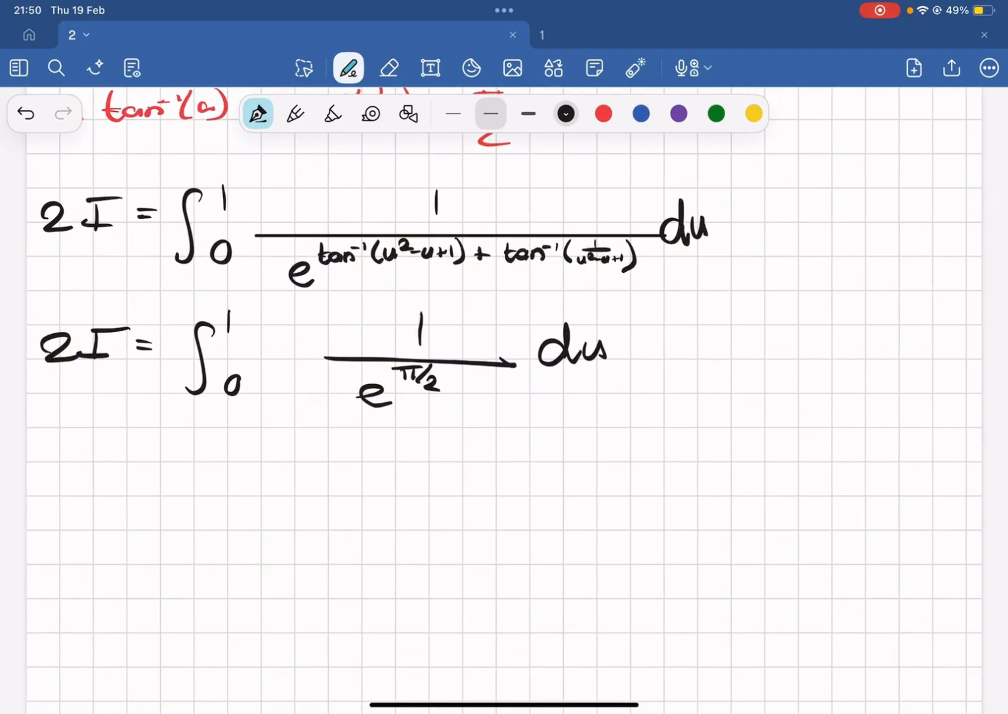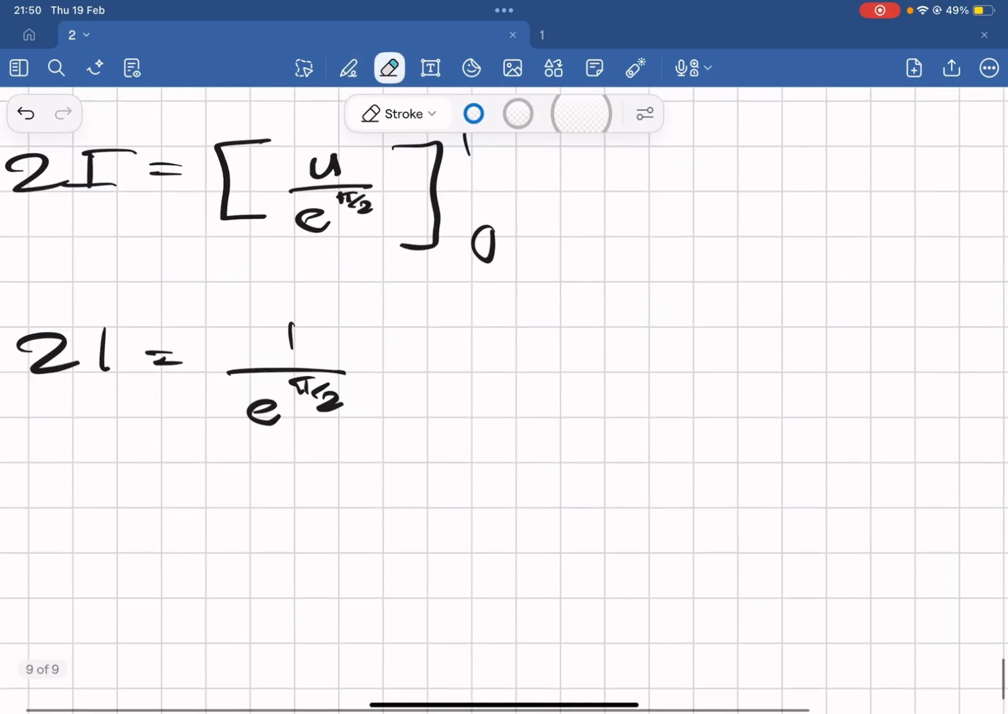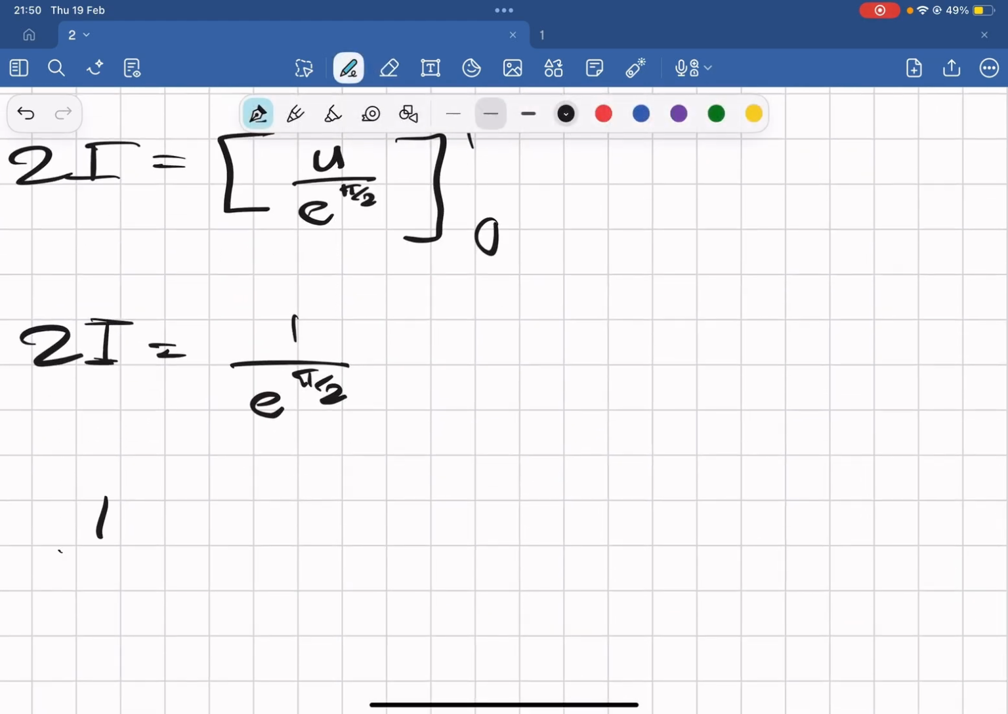So if we integrate 2I, we have u over e to the pi over 2. We just bring a u in because 1 over e to the pi over 2 is a constant. Integrate from 0 to 1. So 2I equals 1 over e to the pi over 2 minus 0 over e to the pi over 2, but we can just get rid of that. Therefore, I equals 1 over 2e to the pi over 2. Finito.